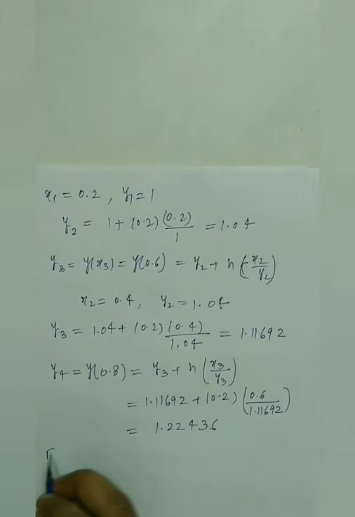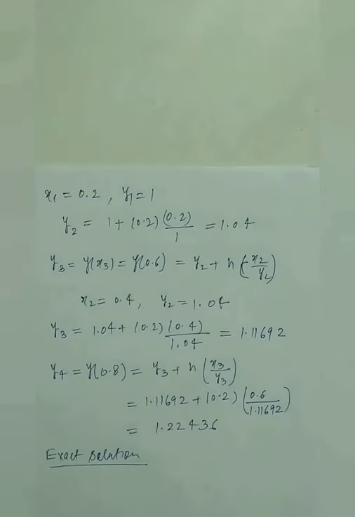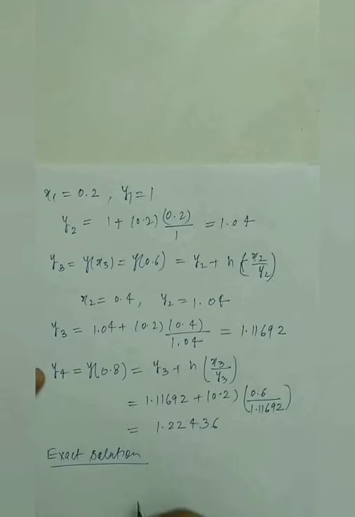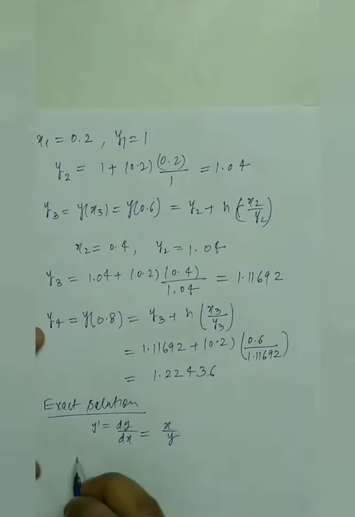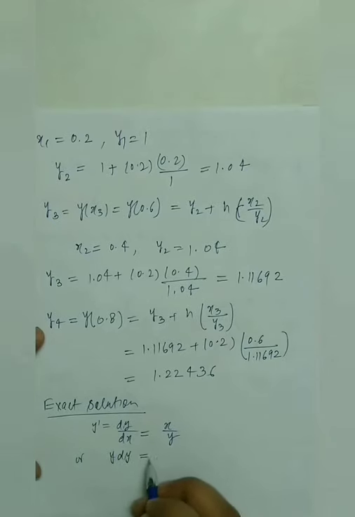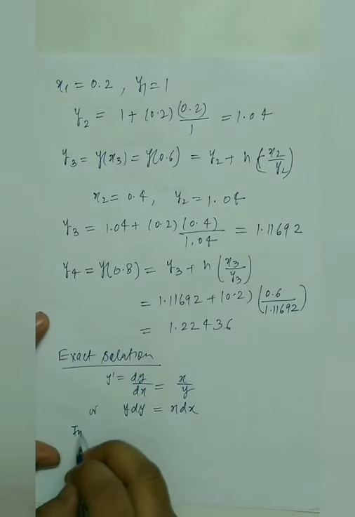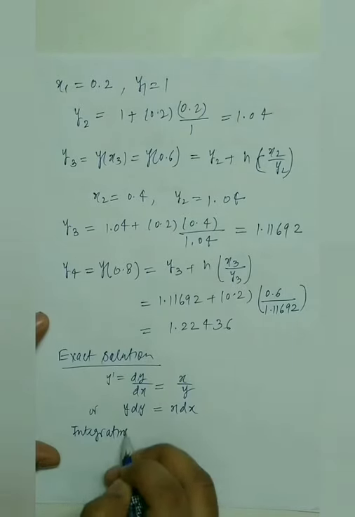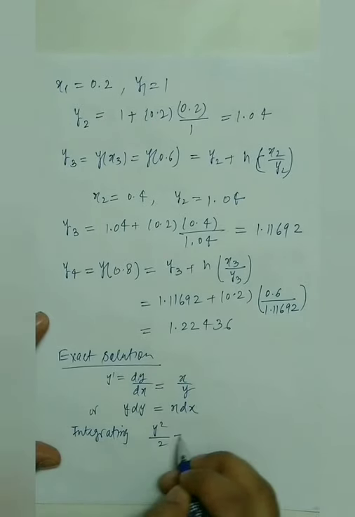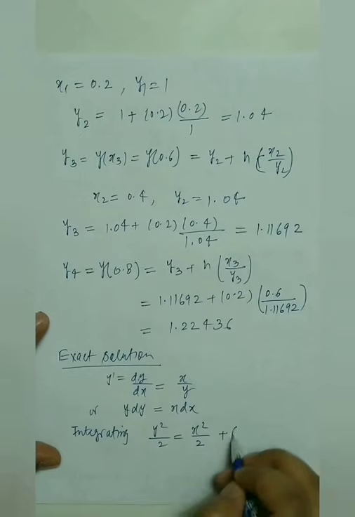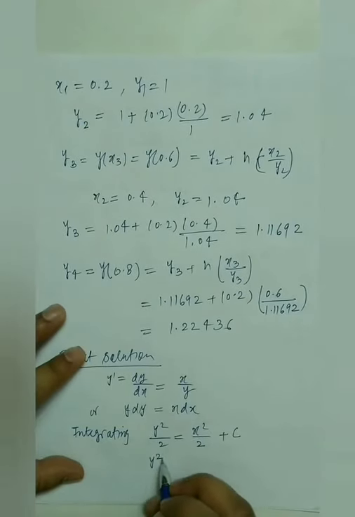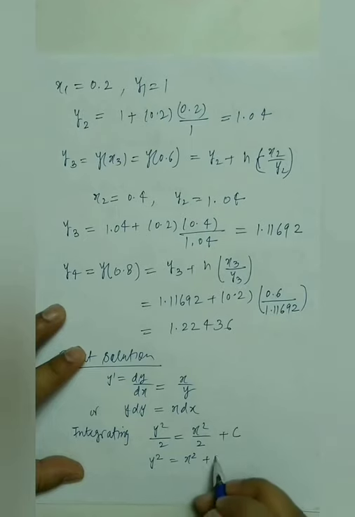Now we have to compare this result with the exact solution. First of all we will find the exact solution of the given differential equation. The given differential equation is y dash, that is dy upon dx, equal to x upon y. We can write this as y dy equal to x dx. After integrating, we get y square by 2 equal to x square by 2 plus c, and solving we get y square equal to x square plus 2c.